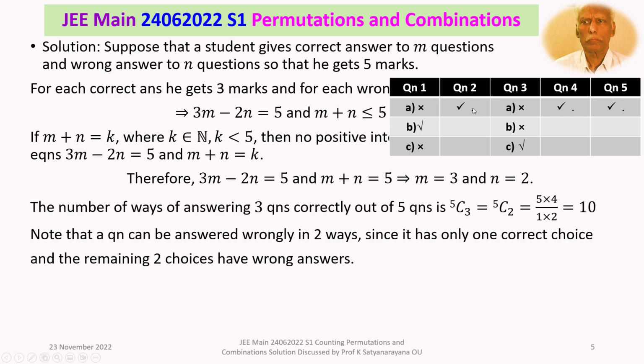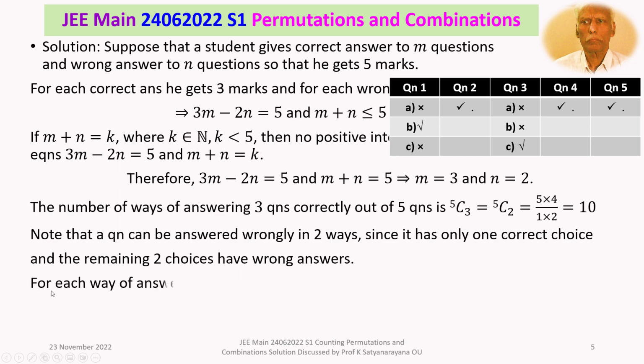So thereby he earned 9 marks. And to get 5 marks, he must commit mistakes. So therefore, here two ways is there to get the wrong answers. Here also 2 ways. And by product rule, we will get the total 2 into 2, 4 ways.